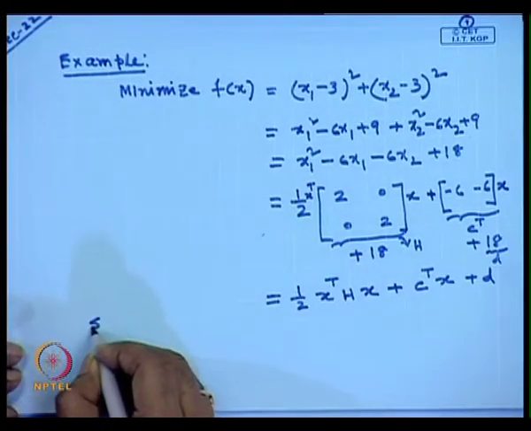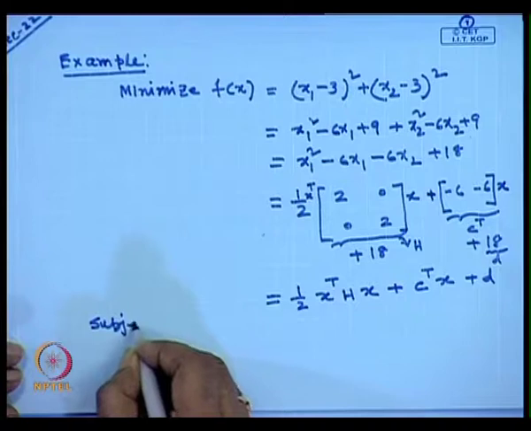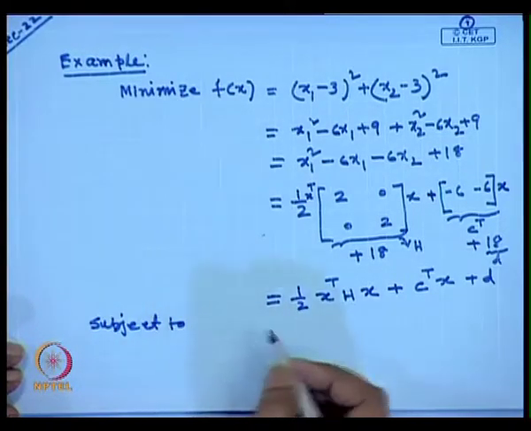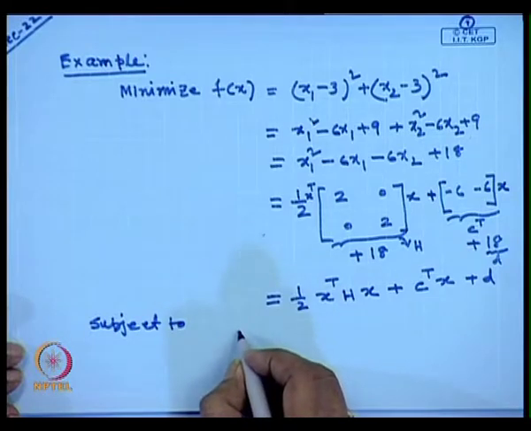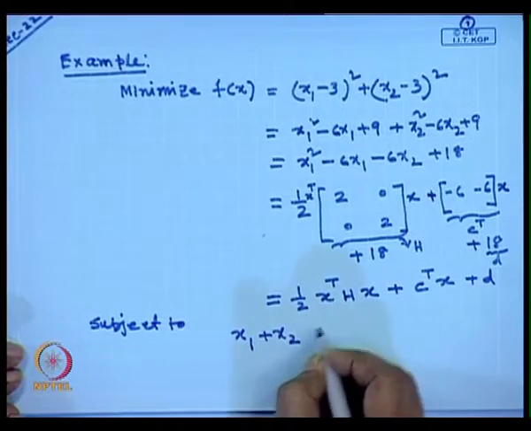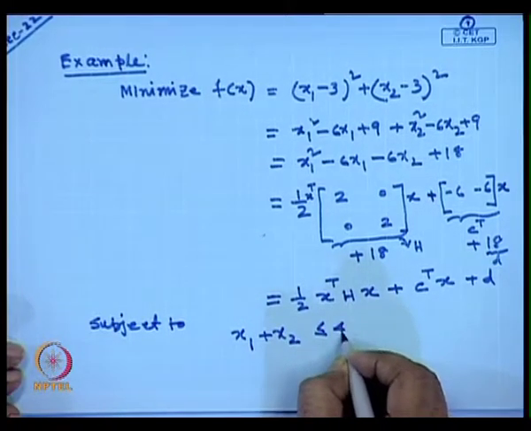Subject to the inequality constraint x1 plus x2 is less than or equal to 4.